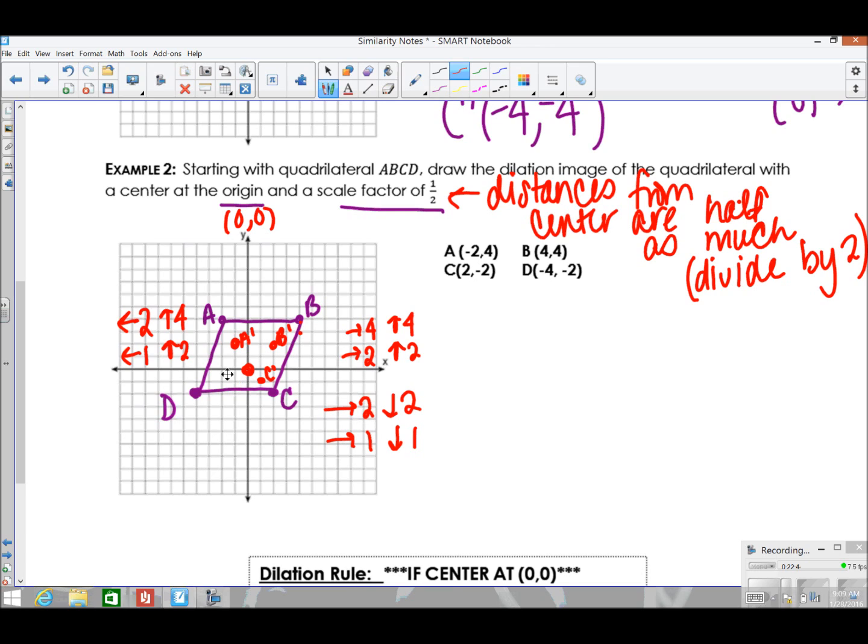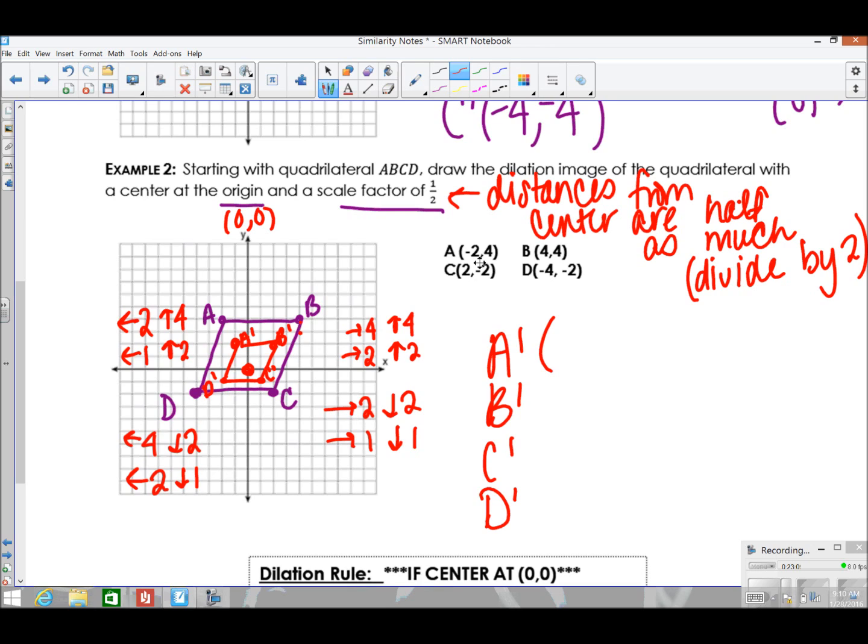And then to get to D, I had to go 1, 2, 3, 4 to the left, down 2. So 2 to the left, down 1. There's D prime. And there's your figure. So we have A prime, B prime, C prime, D prime.